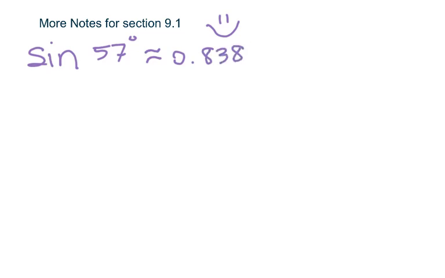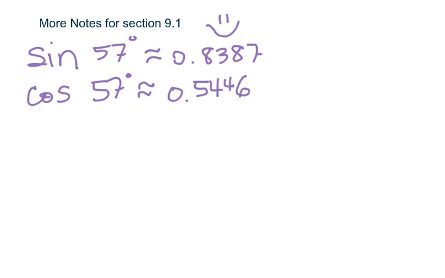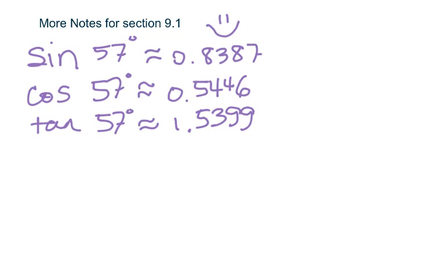0.8387. The second one you would do is the cosine of 57 degrees, and that's going to approximately be, remember, it's the adjacent side, 0.446, and then of course your last one for tangent of 57, that ratio is approximately 1.5399. Remember, it's opposite over adjacent.